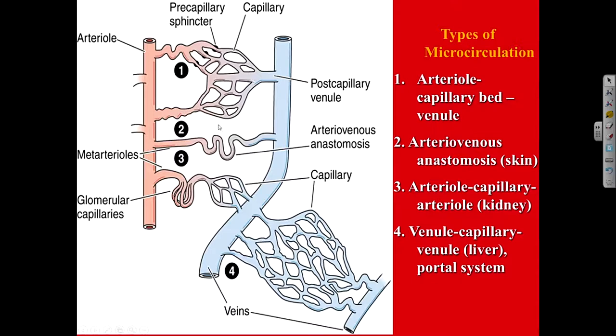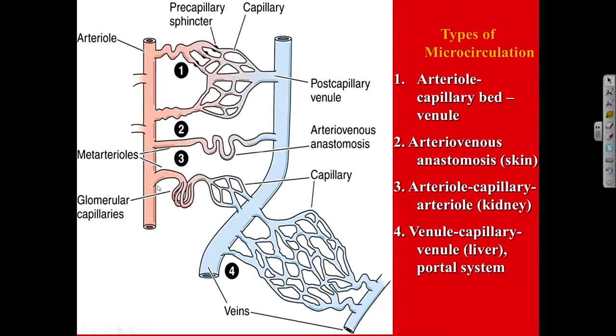Sometimes you can short-circuit this circulation by getting the blood to flow directly from an arteriole into a venule. And we call this an arteriovenous anastomosis. We see these in the skin, which we're going to look at in the next subject in an hour or more. AV shunts, arteriovenous anastomosis, go directly from the arteriole straight to the venous system to short circuit circulation.